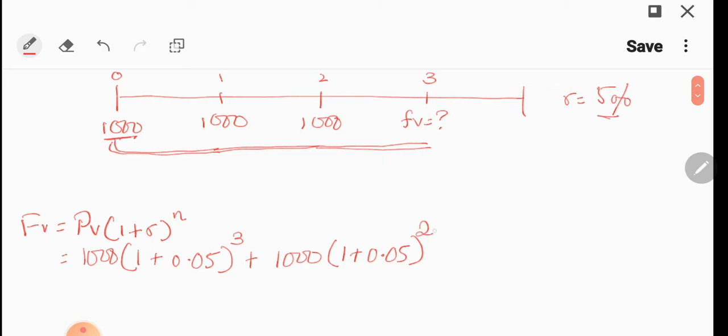Here your power will be 2 because it is at the start of the second year, so it will get interest for 2 years. And similarly, we will have the third year. So the third year, which was getting no interest in your ordinary annuity, is going to, sorry for writing 3 over here, I was supposed to write 1.